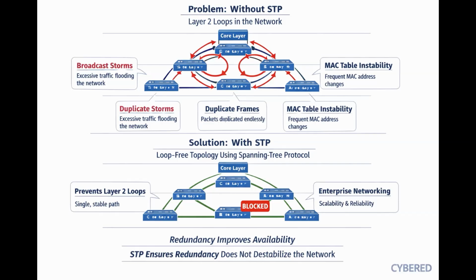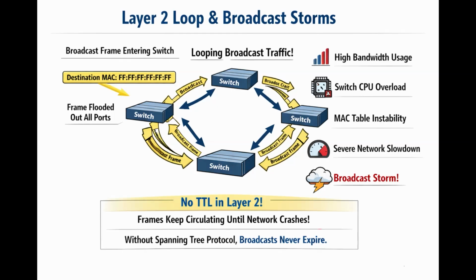However, while redundancy is essential for fault tolerance, it can also introduce serious problems if not properly managed. At layer 2, redundant paths can create loops. When a broadcast frame is sent, such as one with the destination MAC address of all Fs, switches will flood it out of all ports except the one it was received on. In a loop topology, this broadcast frame is continuously forwarded between switches, creating a never-ending cycle known as a broadcast storm. Over time, this consumes bandwidth and CPU resources, eventually crippling the network.